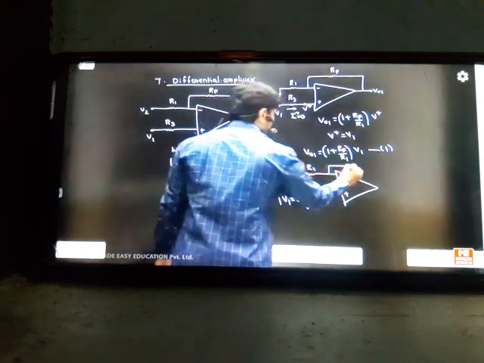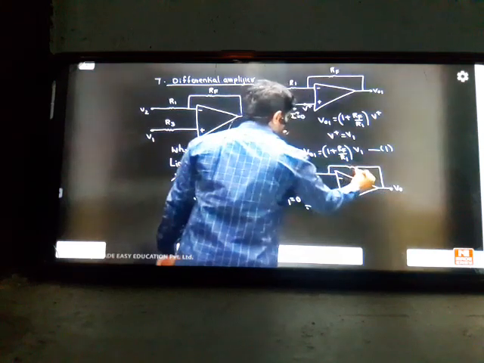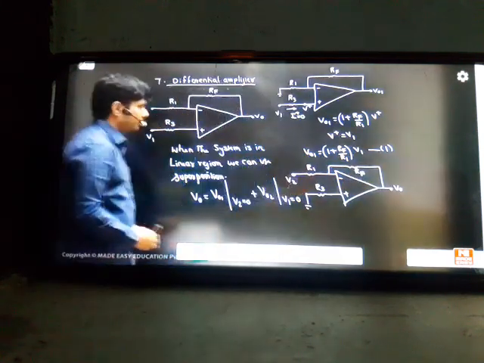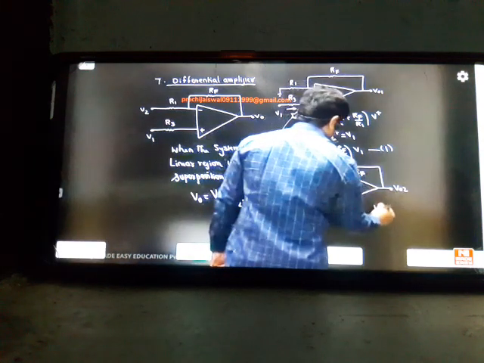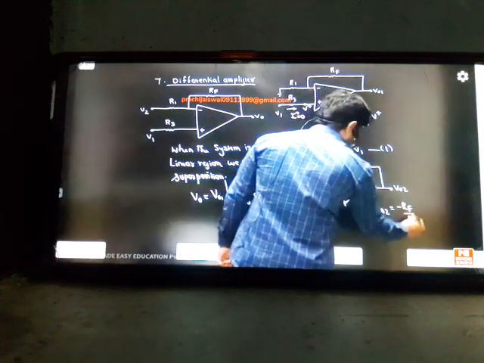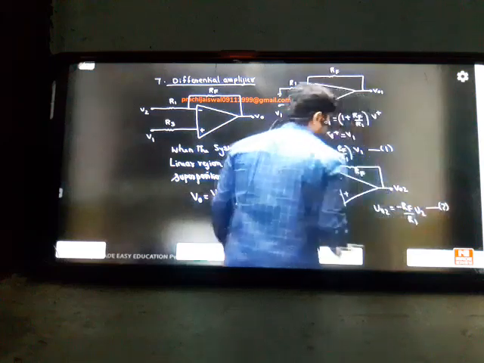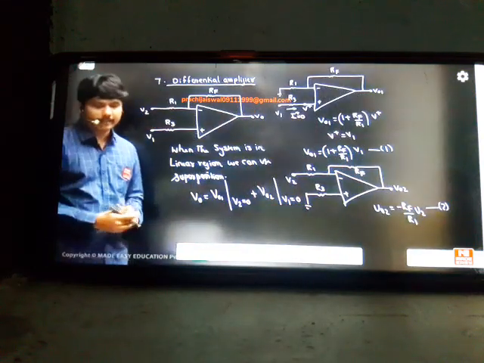This is R1, this is output, this is RF, this is your V2. This is the second case, inverting side, I'm finding the answer. Your formula V02 is simply minus RF by R1 into V2. This is your second equation. So the first answer and second answer are completed by the basic knowledge of inverting systems and non-inverting systems.